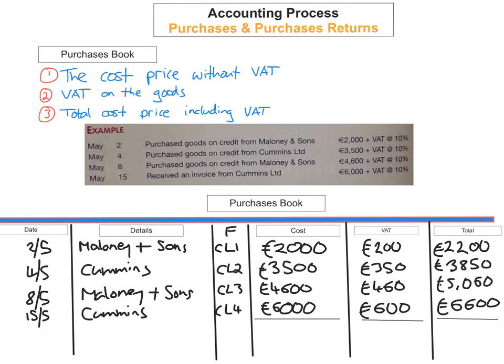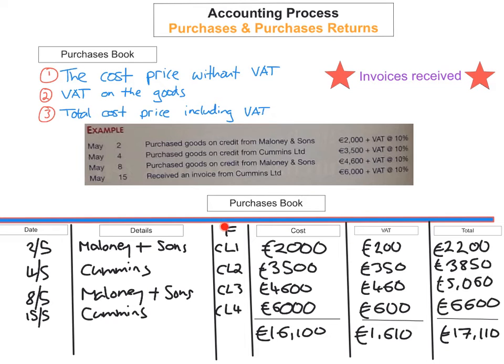All we do now is add up our cost. If we add them all together, that gives us 16,100. We add up all the VAT we paid, so it's going to be 1,610. And then we add up our total price, including the VAT, which is 17,110. Okay, so that's it for the purchases day book.